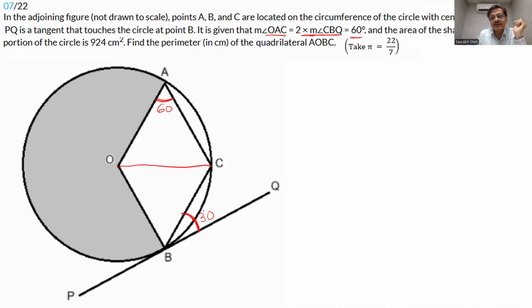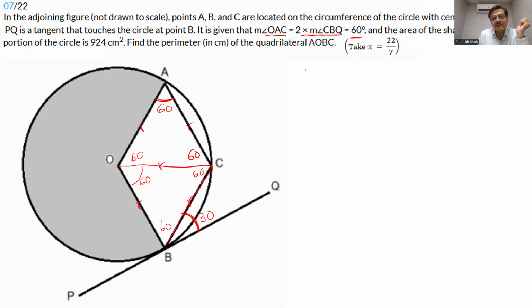Remember the alternate segment theorem? The angle between the chord and the tangent is the same as the angle subtended by the chord in the alternate segment. So the inscribed angle of the chord AB would be 30 degrees. So the central angle of the chord would be 60 degrees. This is 60, this is 60, so this is also 60, this is also 60. Luckily, you can see that all of these angles are 60, so these are two equilateral triangles. These are equilateral triangles. So if the radius is taken as R, all of the sides will be R.